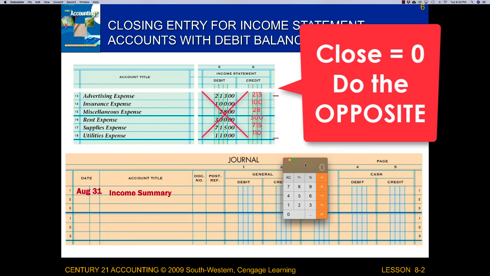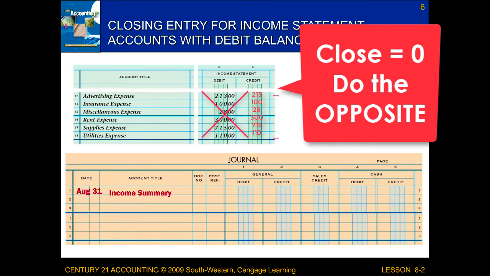So I'm going to take $213 of advertising, $100 of insurance, $28 miscellaneous, $300 rent, $715 supplies, and $110 utilities, and the total of my expenses is $1,466. And that's the total number that I'm going to be dropping into income summary. So that's going to be 1,466. Now I'm going to list each expense as a credit, because that was the opposite of what it originally was, and I'm going to do the opposite thing to close it out and make it zero.